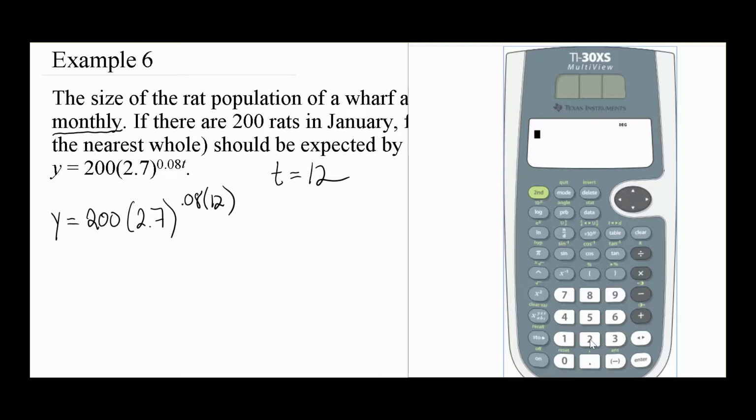So to type this into our multi-view calculator, we have 200 times 2.7. And this is where we really start to see the beauty of the multi-view calculator: when I raise to the power, I don't need fancy parentheses or anything. I'm just going to say 0.08 times 12. I can clearly see that it's all in the exponent, so the calculator is understanding the same thing as what I'm trying to type in. I hit enter and I get this answer of 518.966.